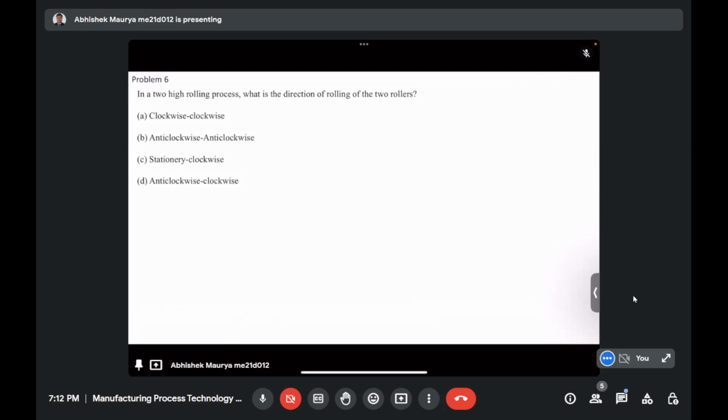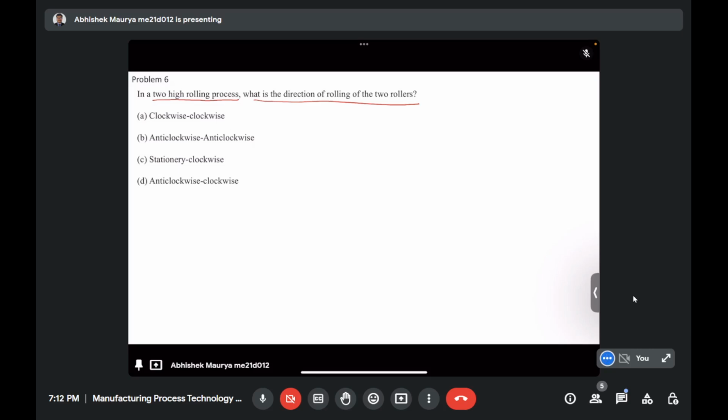So let's start discussing. In a two-high rolling process, what is the direction of rotation of the two rollers? We know that in the rolling process we are trying to deform the shape of the material with the help of sets of rollers. It may be two, it may be more than two. Based on that, different names are given to the different configurations of the rollers, so that I am showing here.